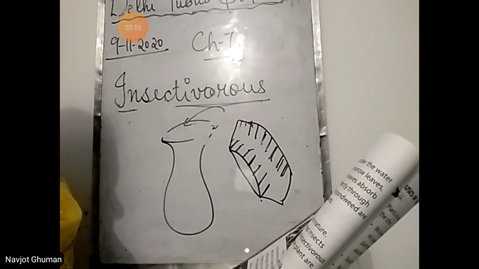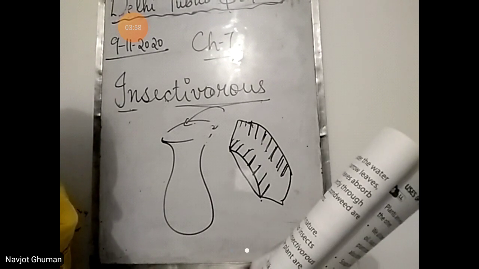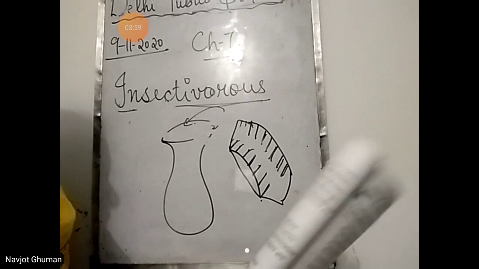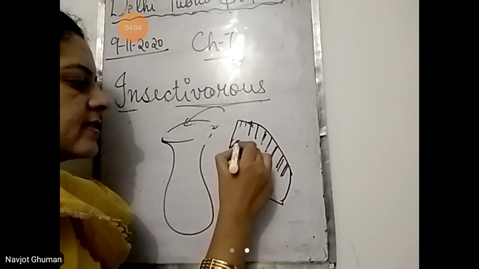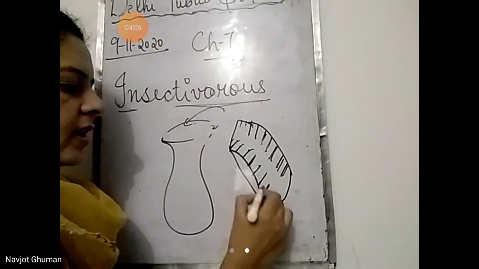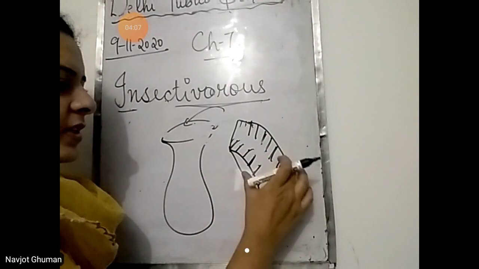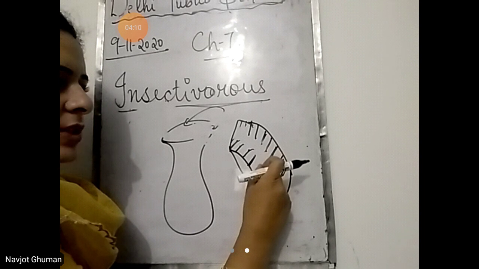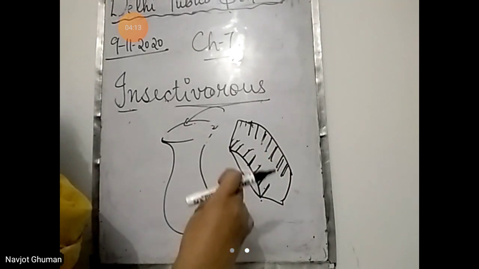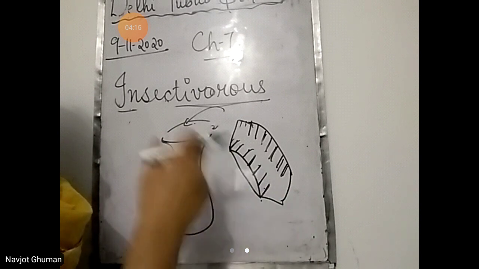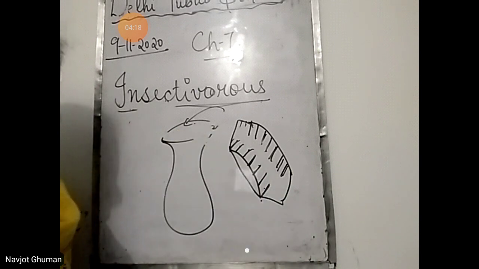When an insect touches the hair, the leaf snaps shut, trapping the creature inside. What happens when any insect comes and sits on these hairs, then these leaves, they shut. ये बंद हो जाते हैं and जो insect है वो अंदर trap हो जाता है. That is the function that Venus flytrap does.